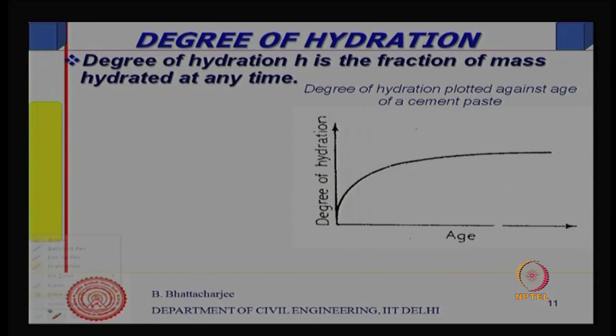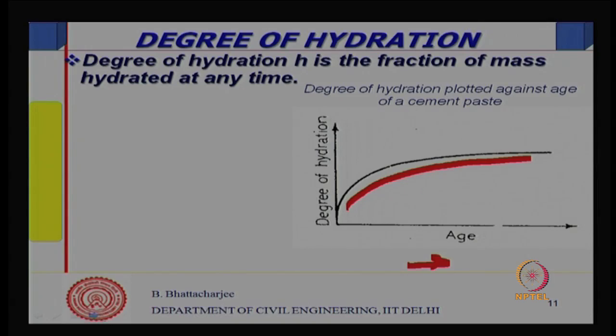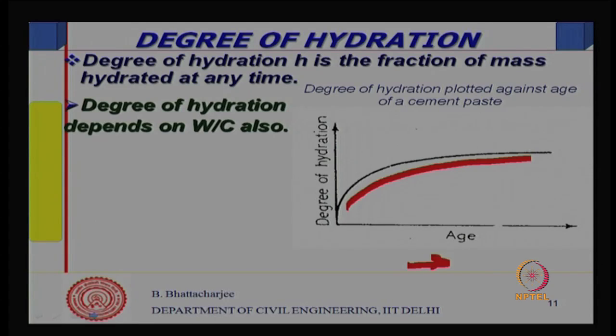As you can see, with age, the degree of hydration increases and then tends to become steady. As we have seen, cement consists of 4 major compounds, C2S, C3S, etc. A portion of it will hydrate up to a certain period of time, and later on the strength development is slow, so naturally hydration is also slow. So it is typically this kind of curve.